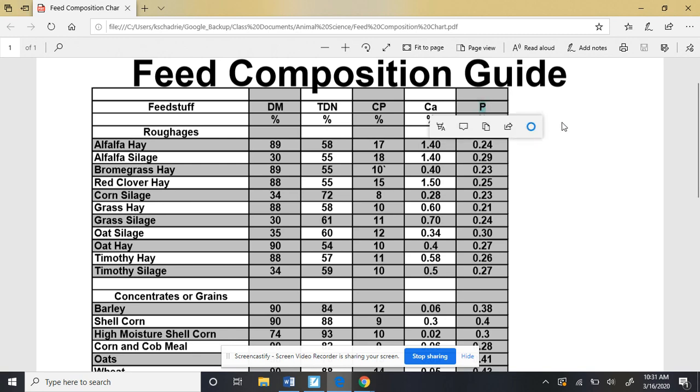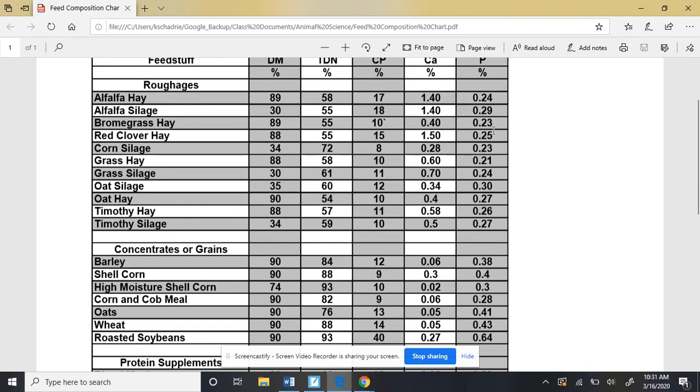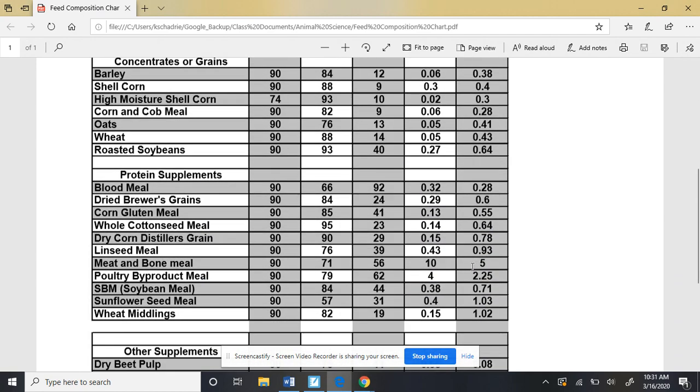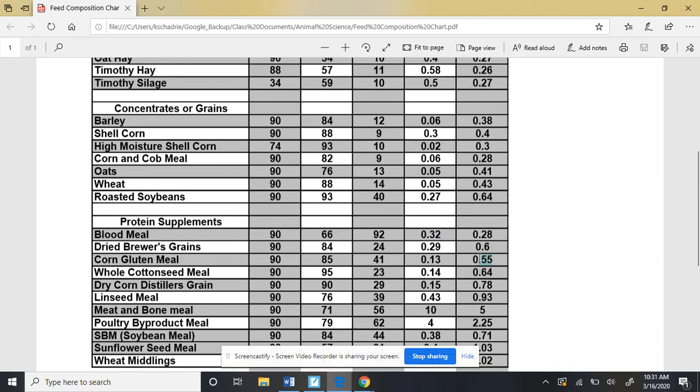Our other one that we look at on this chart is phosphorus. So phosphorus is the P on the far right side. Again, also a decimal, also a very small needed mineral, micro mineral. And you can see that these are all in very small amounts. So if you look down at, say, corn gluten meal right here, it is 0.55%, which means that if I fed 100 pounds, about half a pound of that 100 pounds of corn gluten meal would be phosphorus, which is really different than the 41 pounds that would be protein.